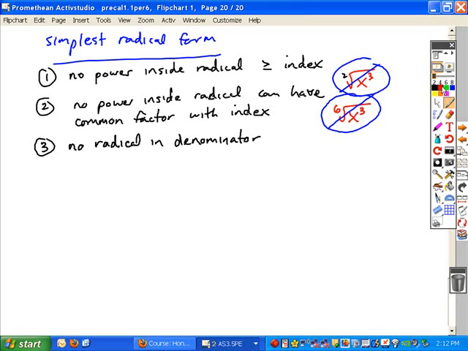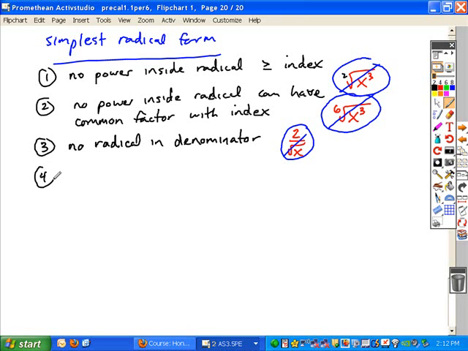Number 3, there's no radical in the denominator. Anytime you have a radical in the denominator, it would not be considered simplest form. So you have to get rid of all radicals from the denominator.